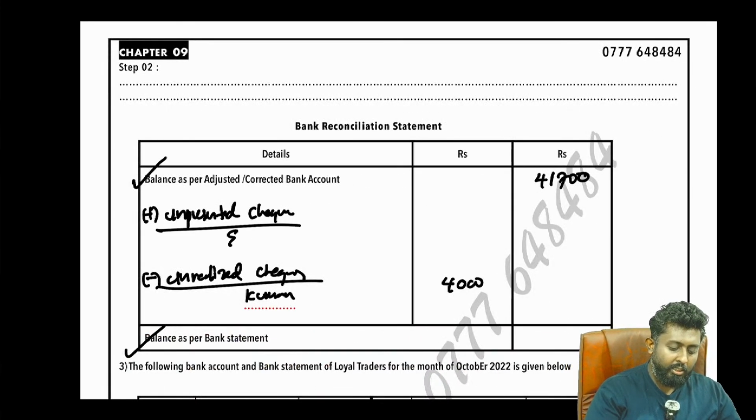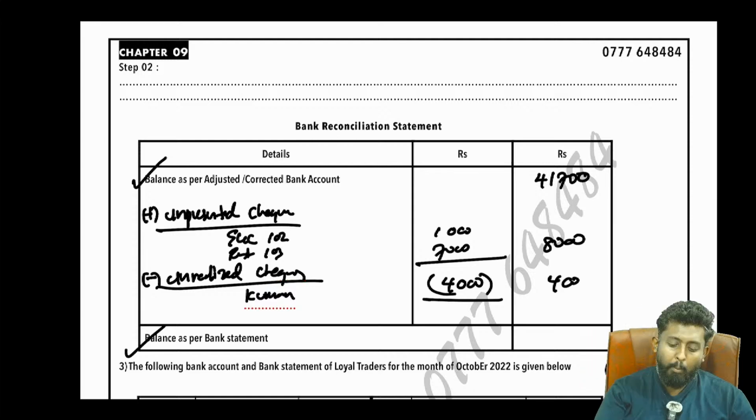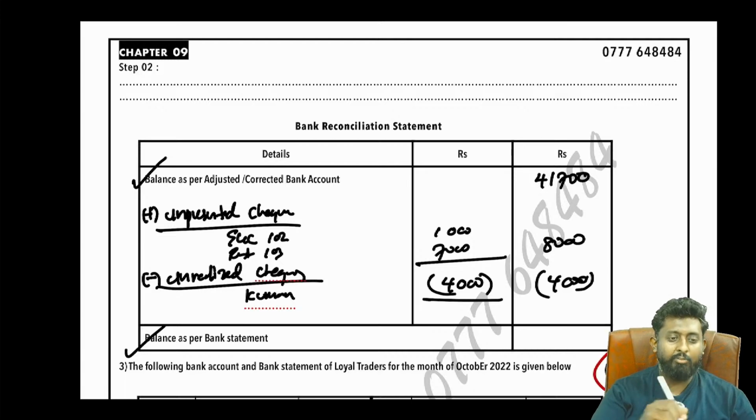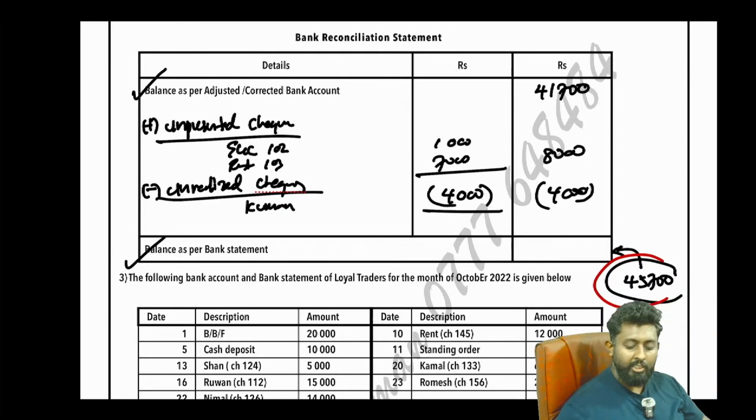So unpresented, the electricity and rent checks 102, 103. How much is electricity? 1,000 and 7,000. Now let's balance this: 1,000 plus 7,000, I have to add 8,000, and you minus anything in columns using a bracket, minus 4,000. So exactly we should get this 45,700. 41,700 plus 8,000 is 49,700, minus 4,000, 45,700.